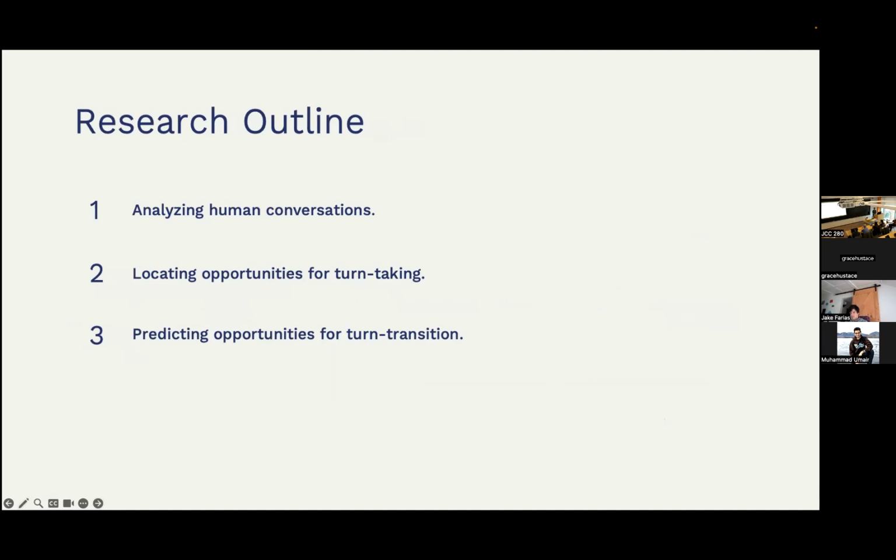So today I'll go over three different approaches that I took and three different problems that I tried to solve that build towards this goal of having naturalistic turn timing in spoken dialogue systems.